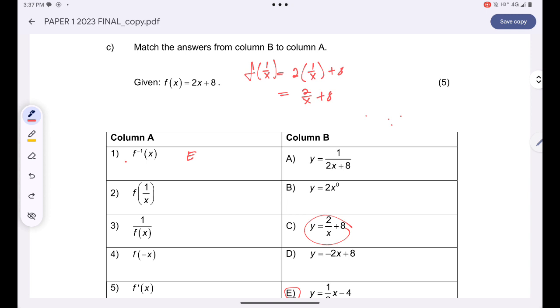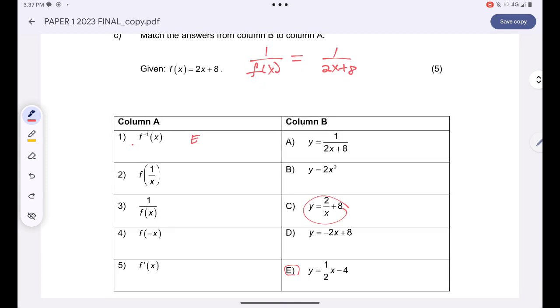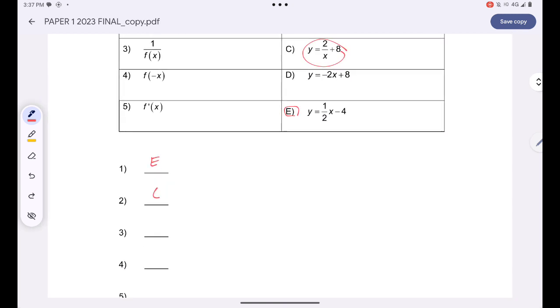For number 3 is just 1 over f of x. How can I find 1 over f of x? 1 over f of x is basically 1 all over 2x plus 8. That's A. So number 3 is matching with A.